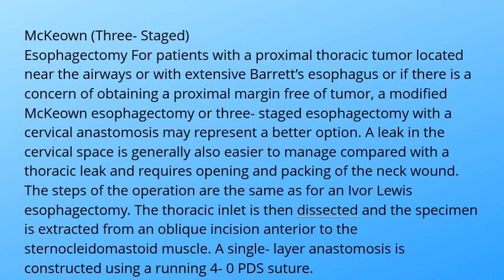McEwen, which is a three-staged operation. Esophagectomy for patients with a proximal thoracic tumor located near the airways or with extensive Barrett esophagus, or if there is a concern of obtaining a proximal margin free of tumor, a modified McEwen esophagectomy or three-staged esophagectomy with a cervical anastomosis may represent a better option.